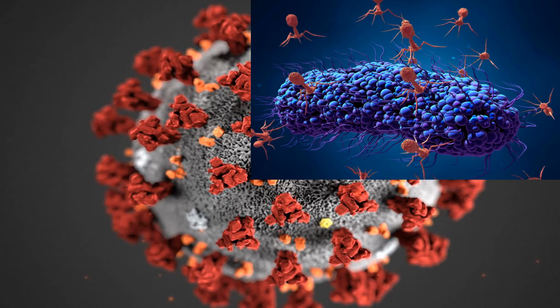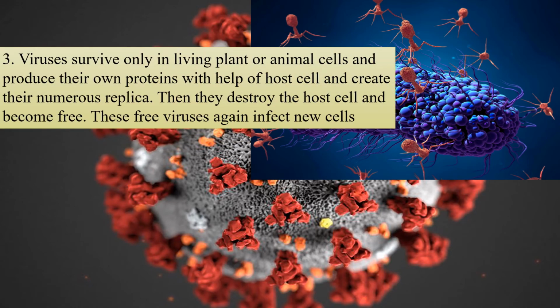Now you must be thinking, what is this protein, what is this host cell, and create numerous replicas. When they attack the human body or any living organism, they attack a particular part. For example, we're talking about coronavirus. This virus attacks our respiratory system. They attack that system and the cells over there. When they get attached to the cell, they try to replicate. Replicate means they produce more and more of those same cells that were there.